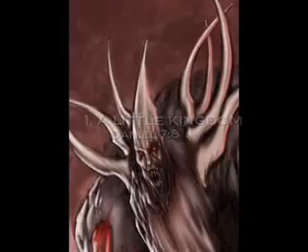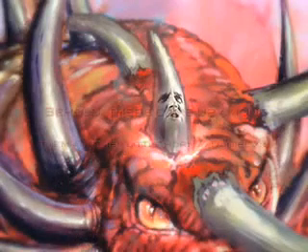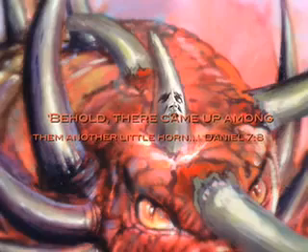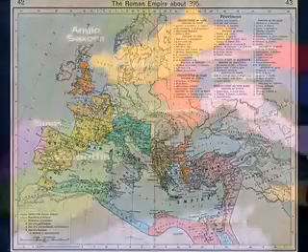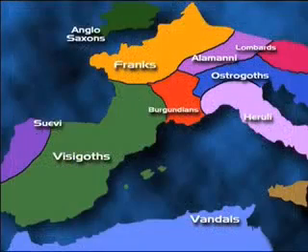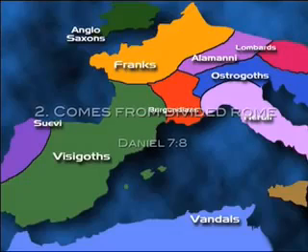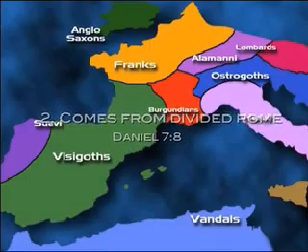Okay? Number 2, notice that it comes up among them. Did you see that in verse 8? Among them. Who's them? Them is the 10 horns, and the 10 horns are the nations of divided Rome, or today what we would call Europe. So this power has to come up among the European nations. Okay? Has to come up among them. So if we're looking for the Antichrist to pop up in Tokyo, you're looking in the wrong place. It has to come up among the nations of divided Rome, what we today call Europe.